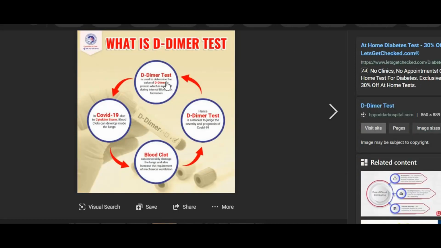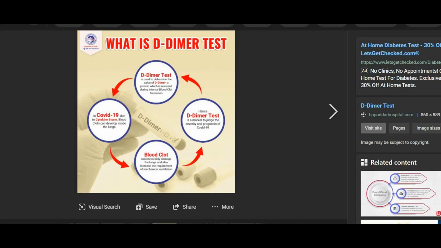Positive D-dimer is also seen in COVID-19 patients due to the increased risk of blood clot formation. So the D-dimer test is used as a marker to judge the severity and the prognosis of COVID-19.